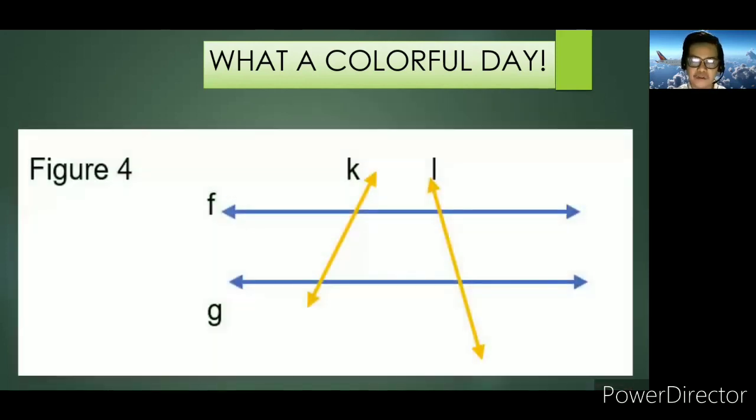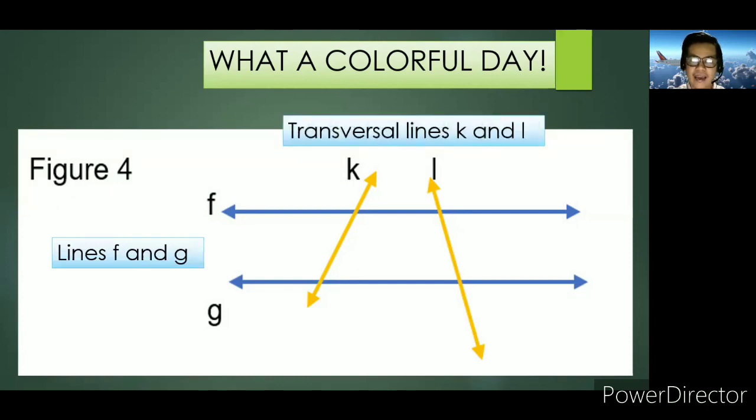Look closely at figure 4. There are two parallel lines colored in blue, or lines F and G, cut by two transversal lines K and L. Do you think transversal lines K and L are parallel with each other? Come again? Transversal lines K and L are not parallel with each other.